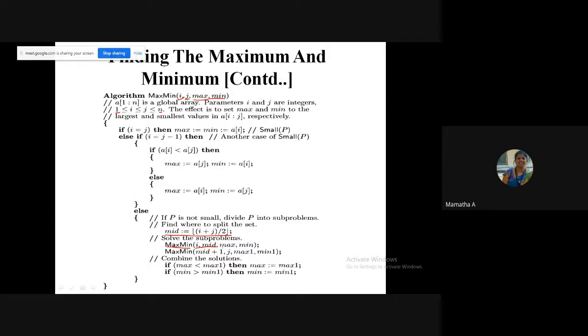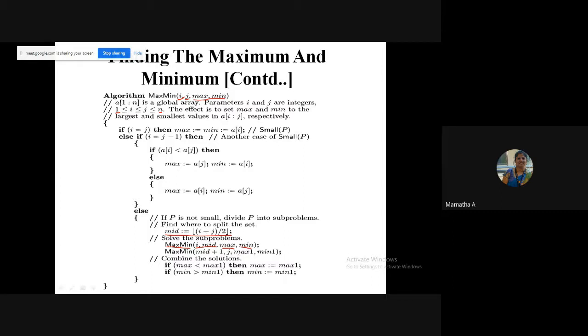So I have used the variables max and min here. What is this max containing? Max contains the maximum value in the first half. Min will contain the minimum value in the first half. What is your first half? It is from I to mid. Next, again, solve the next sub problem ranging from mid plus 1 to j, with max 1 and min 1. You could have used max 1, min 1, max 2, min 2, no harm.